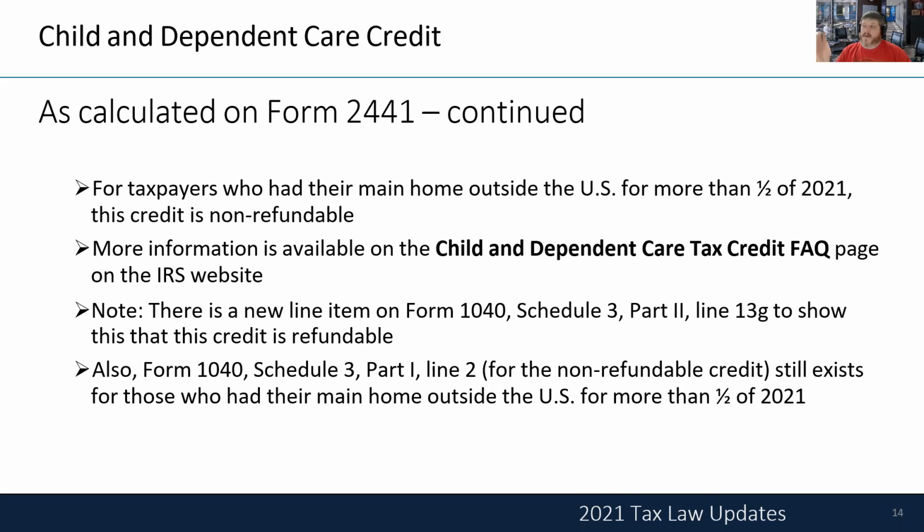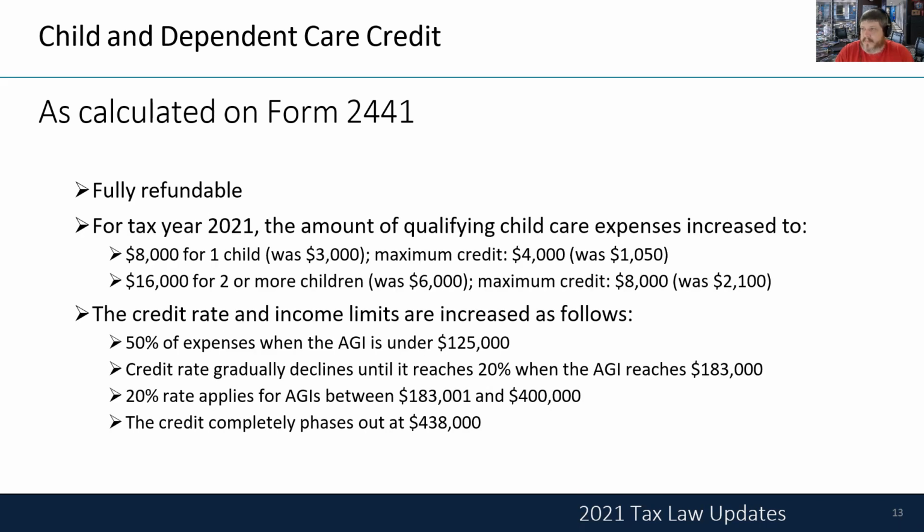Now, for taxpayers who had their main home outside of the US for more than half of 2021, the credit is not. Sorry, before you continue, I have a question. So can anybody get the $8,000 for the dependent? They could, but they have to have $16,000 in expenses and have an AGI below 125,000. Okay. Thank you. Most people don't spend $16,000 a year, at least not in Texas, on childcare. That's a pretty steep amount.